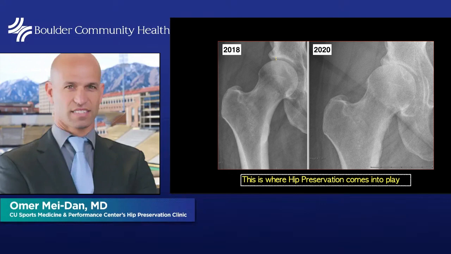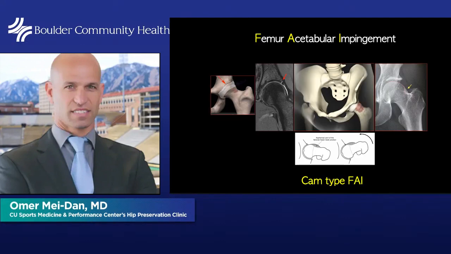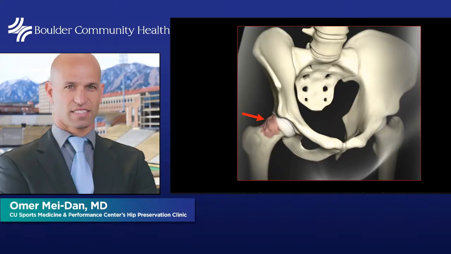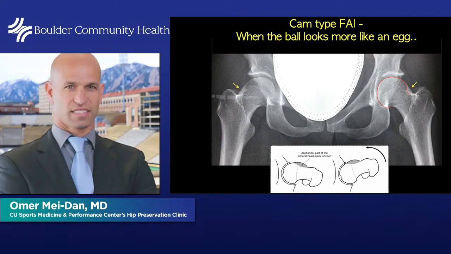So the first anatomical pathology that we're talking about would be femoroacetabular impingement, or FAI. The most common type of FAI would be cam impingement. And we're basically talking about an excess of bone that grew usually during adolescent life and turned the head into more of an egg shape as opposed to a nice round ball.